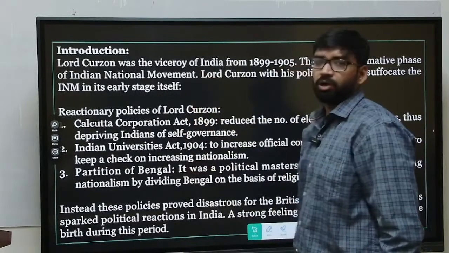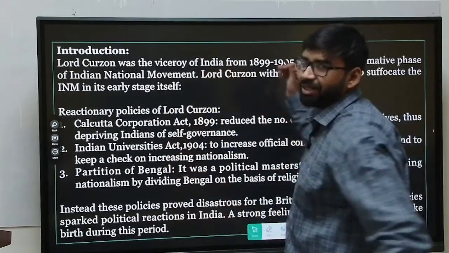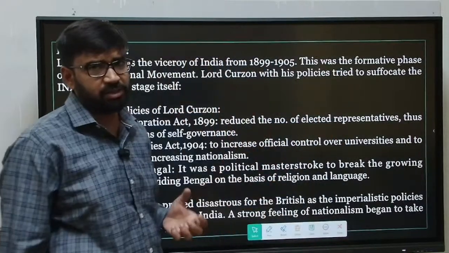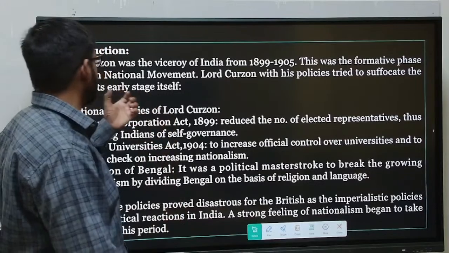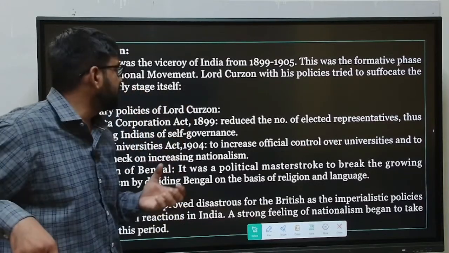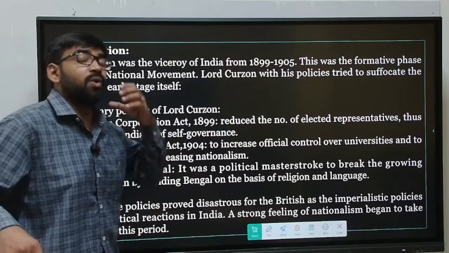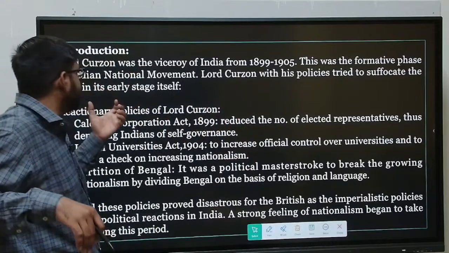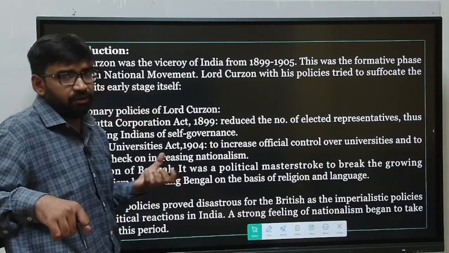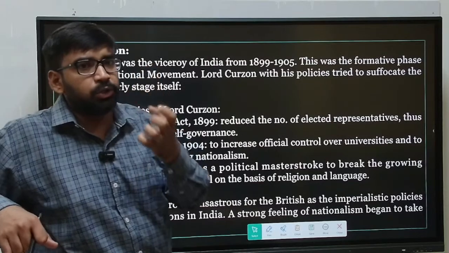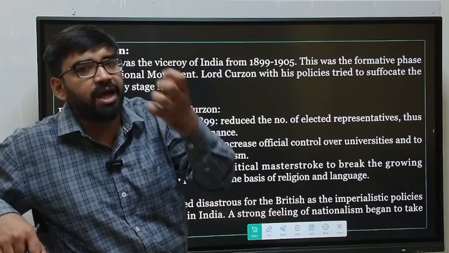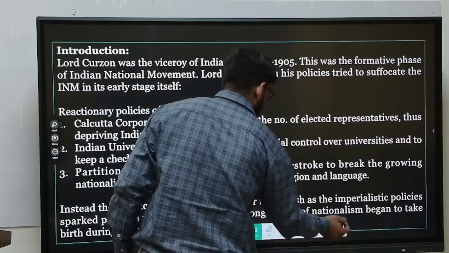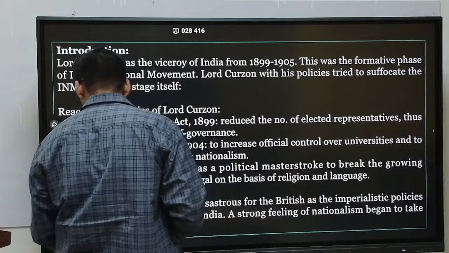So as you can see here, Lord Curzon was the Viceroy of India from 1899 to 1905, and this was the formative phase. This was the transitional phase of the Indian national movement. And with his policies, Lord Curzon tried to suffocate the people of India, which resulted in the awakening of nationalism. Clear? So first of all, let me tell you the policies of Lord Curzon.